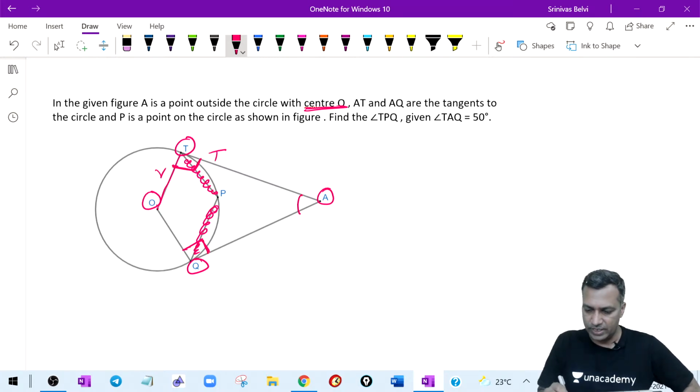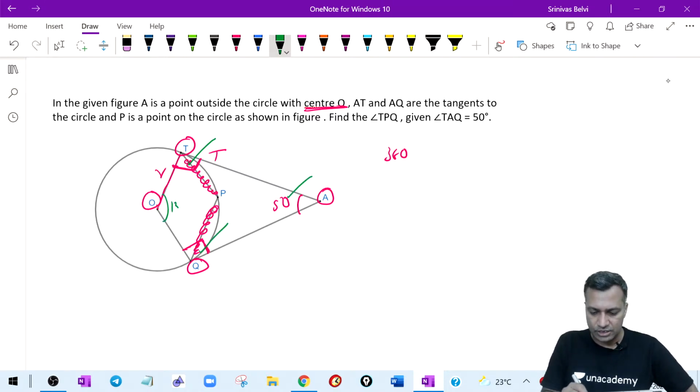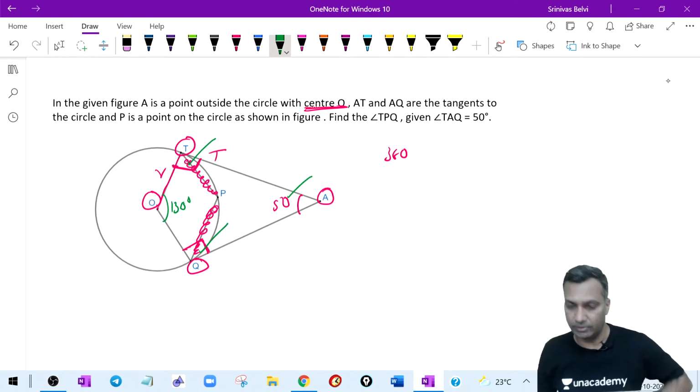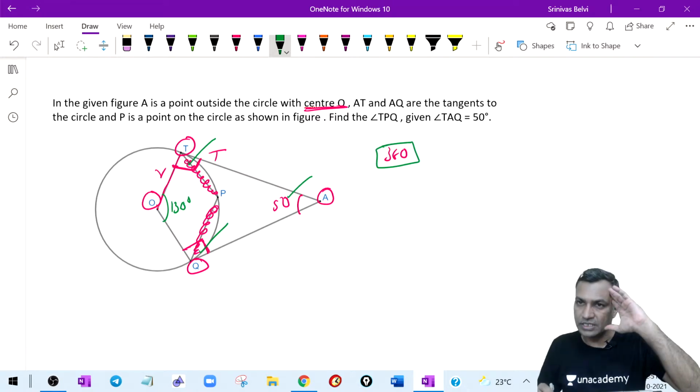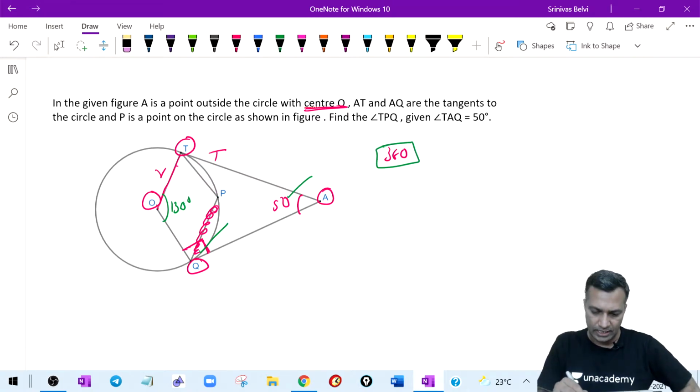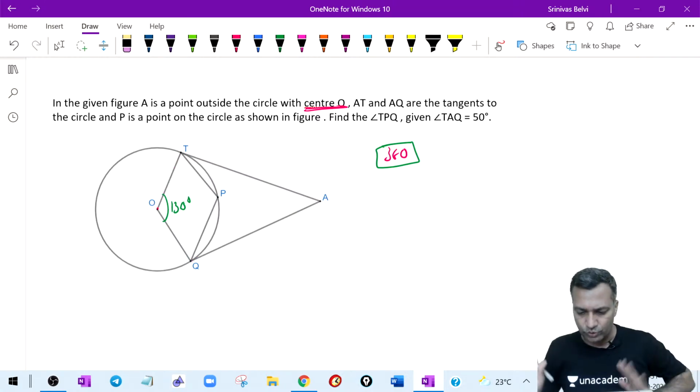And TAQ is given to me as 50 degrees. Angles of a quadrilateral add to 360. Out of 360, I have a 90 here, a 90 here, and a 50 here. Naturally, the remaining angle is going to be 130, because the angles of a quadrilateral are 360. That is the first stage that you reach. You reach quickly that this angle becomes 130. That's a no-brainer.